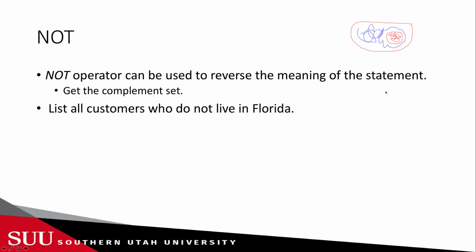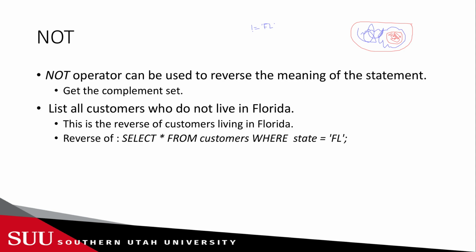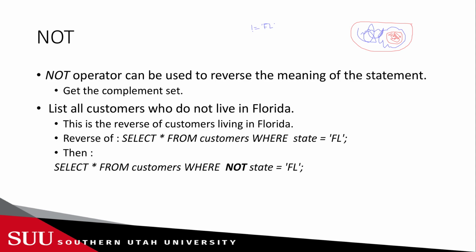So let's see this example. List all customers who do not live in Florida. Now obviously we can say something like where state is not equal to, so I can use not and then equal to, and then I say FL, right? So this is one way to do it. And the other way to do it is to reverse the customers living in Florida. So I'll say, okay, this is going to give me the customers living in Florida. So select star from customers where state is equal to Florida. Now this is the red circle right here. I want the blue circle. So I'll just use the not operator where not state is equal to Florida. So this is just reversing the results that I'm getting from the regular select statement to get the complement set.